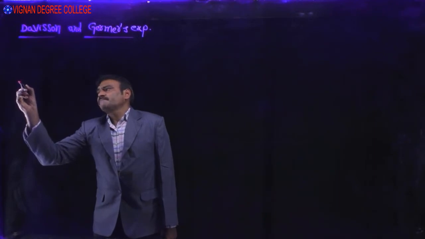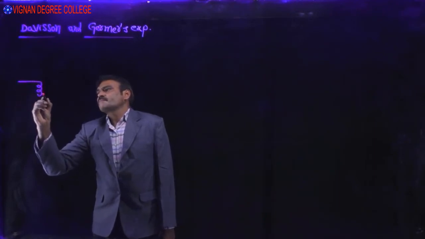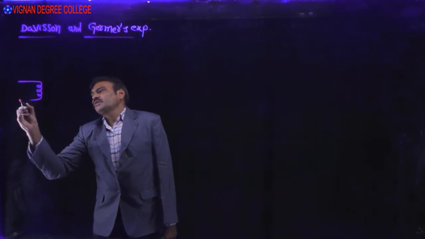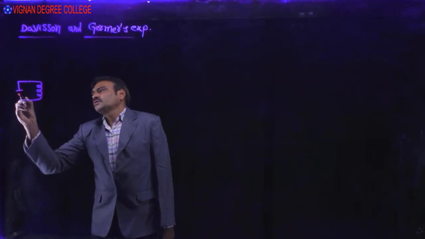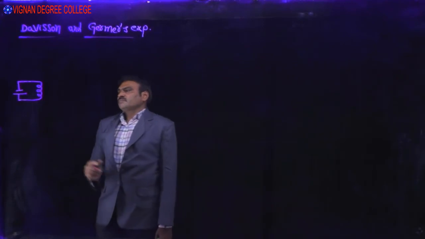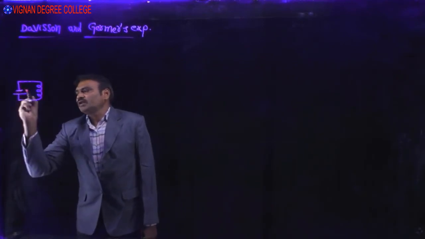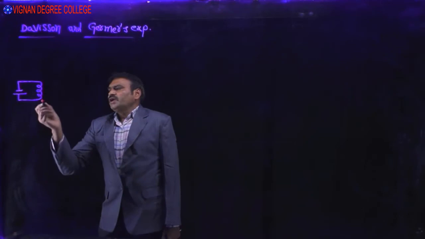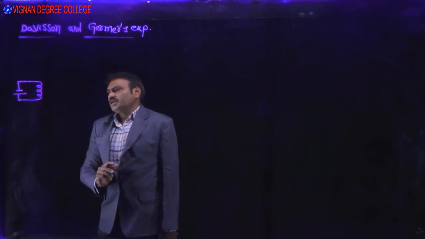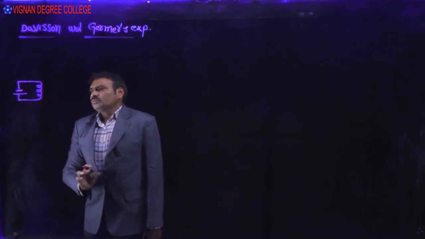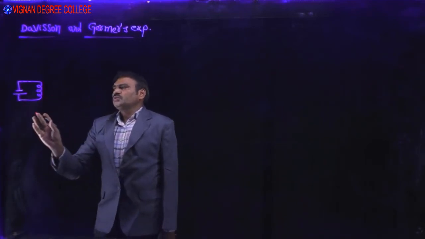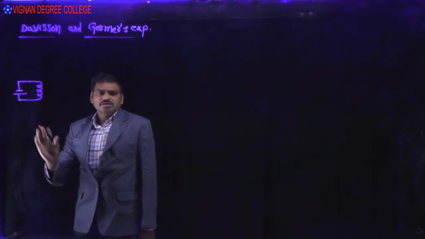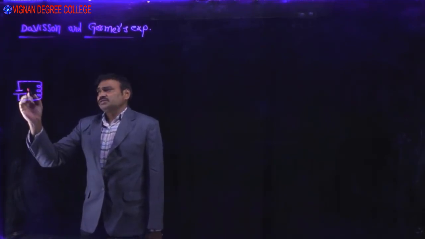It is a tungsten filament. It is made up of tungsten. It is heated to dull red color. By heating, electrons are emitted due to thermionic emission.